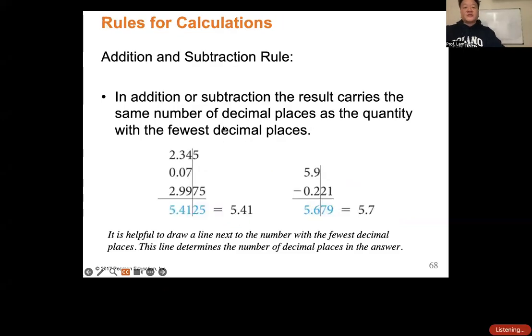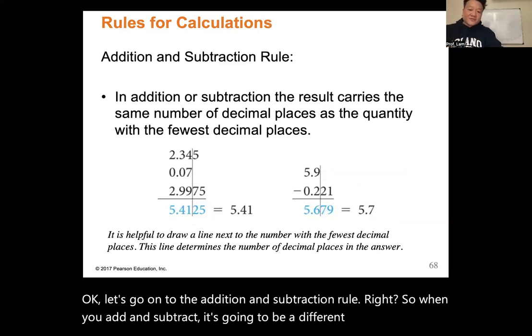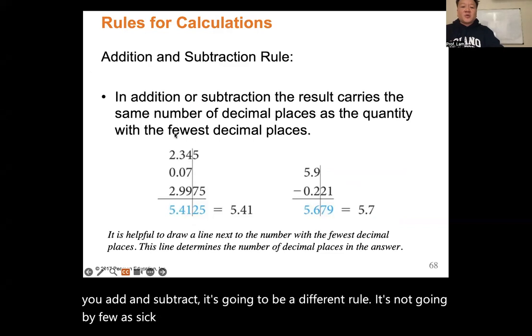Okay, let's go on to the addition and subtraction rule, right? So when you add and subtract, it's going to be a different rule. It's not going by fewest sig figs. It's going to go by the number with the fewest decimal places.